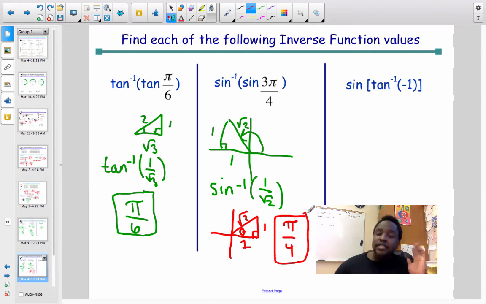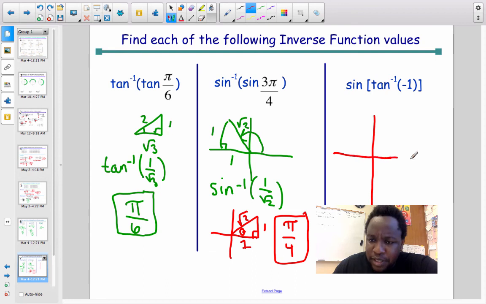And then lastly, it gets a little tricky. We don't have the same function for both of these. So we have sine of inverse tangent of negative 1. Tangent being negative 1 means sine and cosine are the same thing, but one of them is negative. So where could that possibly be? Well, maybe here, where the opposite side is negative 1, the adjacent side is 1, and the hypotenuse would be square root 2.